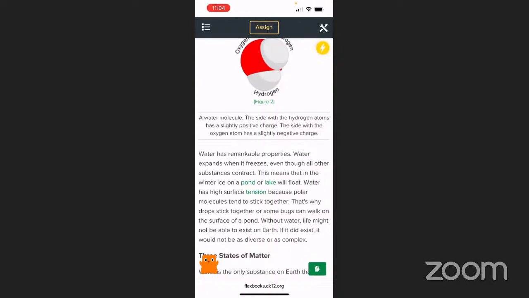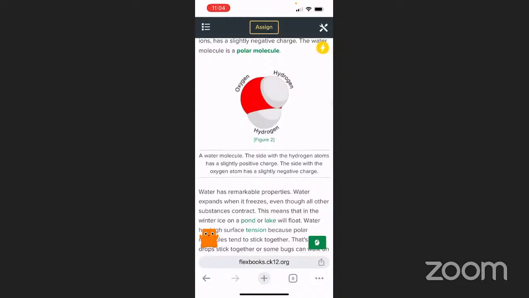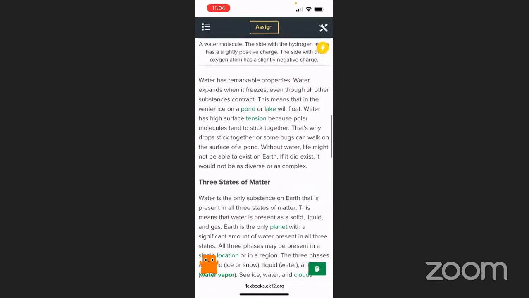Make sense, Haika? Did you understand what polar molecules are? Yes. Water, yes. Okay, Aya, can you read, please? Water has. Aya, can you hear me?